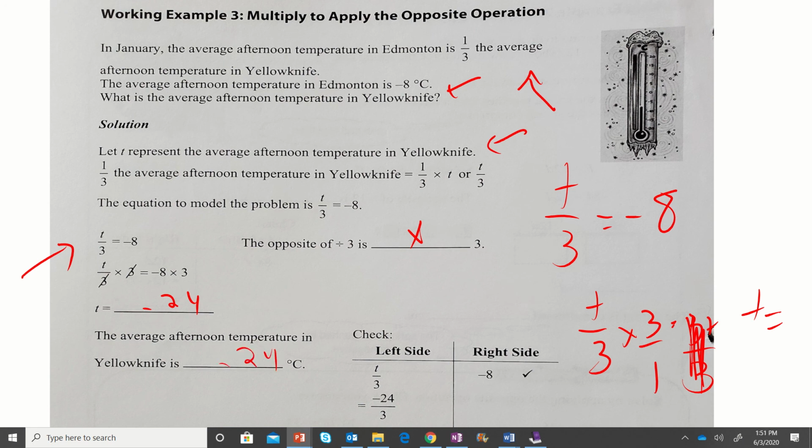Now to check my work, all I'm going to do is substitute T with negative 24. I'm going to get negative 8 and negative 8. So here, because we have a division, what you want to do is multiply by something to get T here. Cancel it out. Sometimes when you have division, like let's say 5T equals 25, you want to divide by 5, so you get T alone here, and then you go 25 divided by 5 equals, T equals 5.